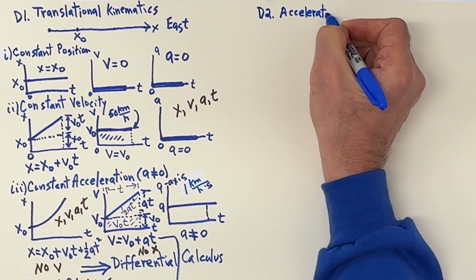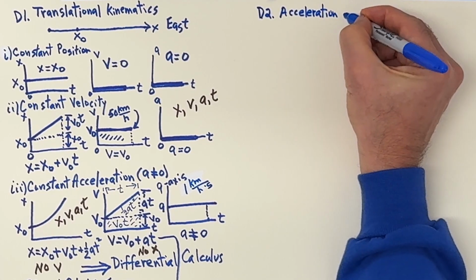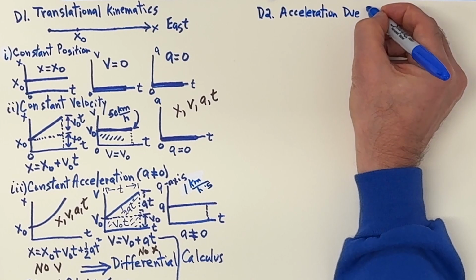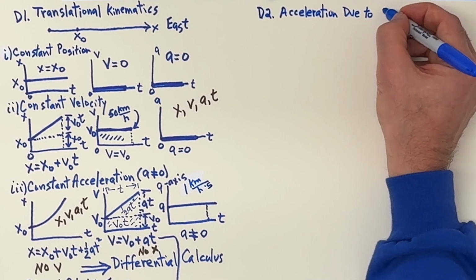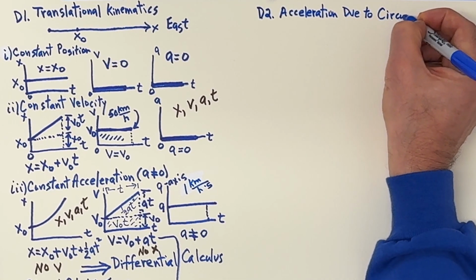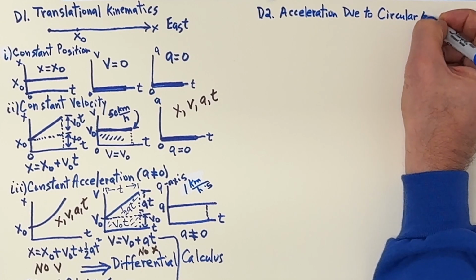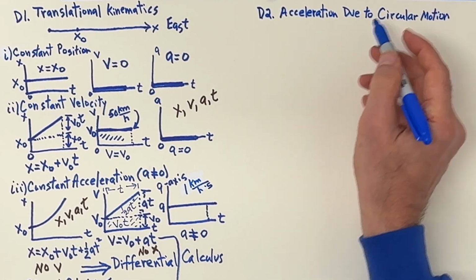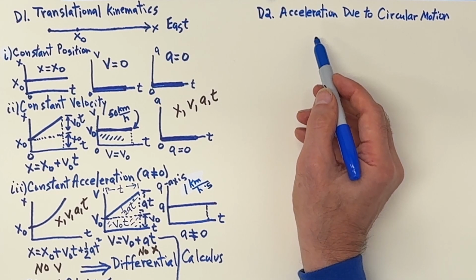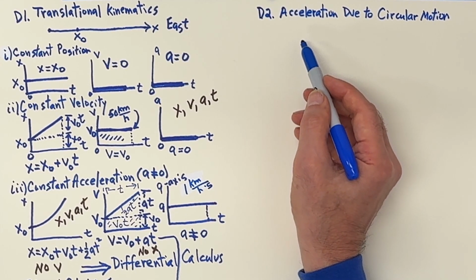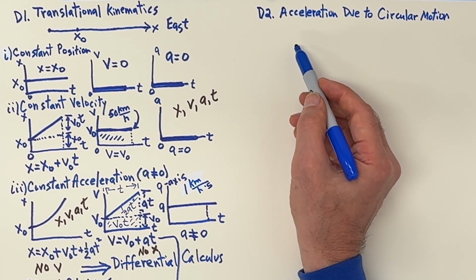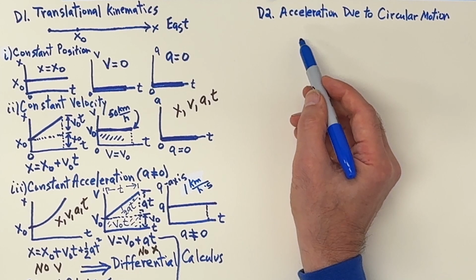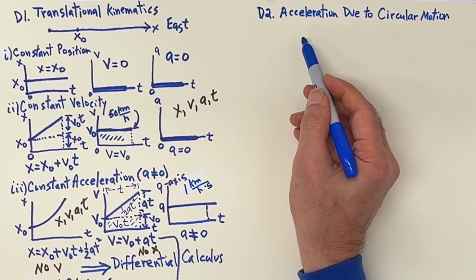Acceleration due to circular motion. Now, when we had motion in a straight line, translational kinematics, we had acceleration by increasing the speed.